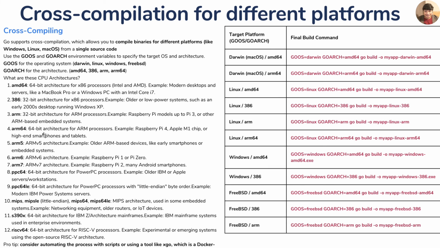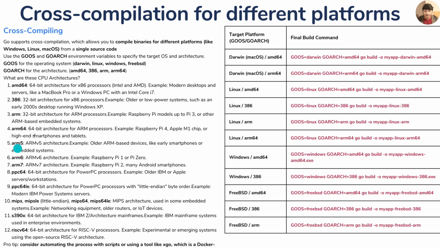Then 386 is a 32-bit architecture for Intel x86 processors. For example, older or low-power systems such as an early 2000s desktop running Windows XP. Third one is ARM, which is a 32-bit architecture for ARM processors. Examples are Raspberry Pi models up to Pi 3 and other ARM-based embedded systems. Then ARM64 is a 64-bit architecture for ARM processors. For example, Raspberry Pi, Apple M1 chip, or high-end smartphones and tablets.